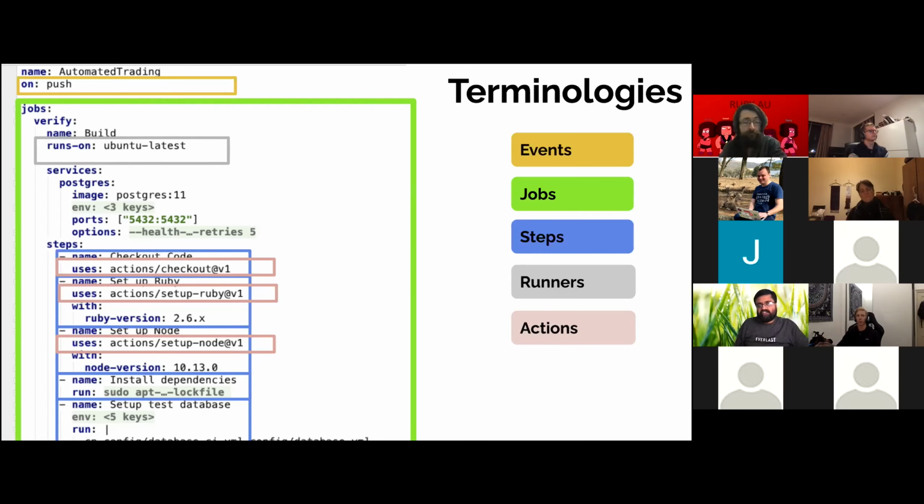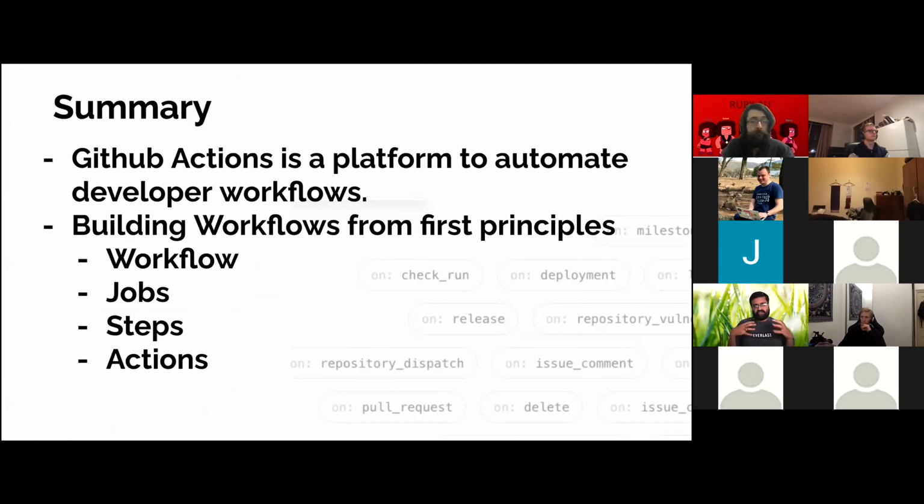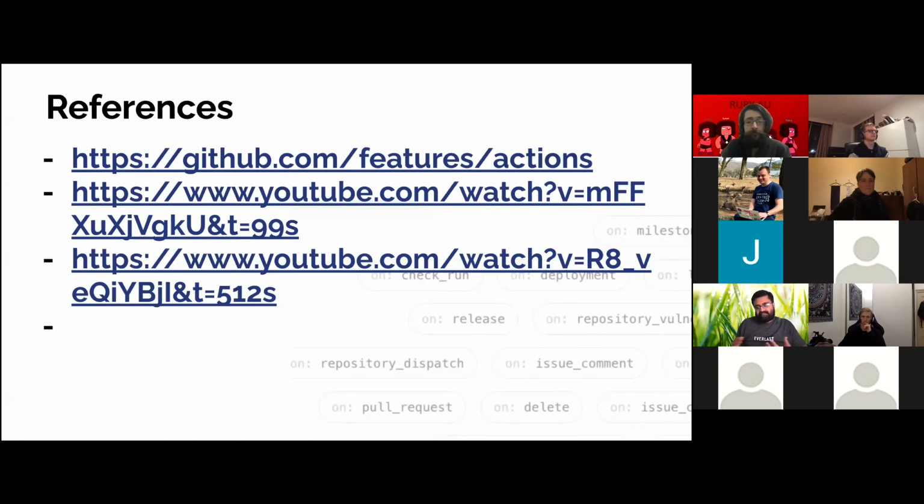So if you understand these concepts, you don't have to search for a YAML file for a particular action. You can build your workflows from scratch if you understand events, jobs, steps, actions, and runners. Right. So to summarize, GitHub Actions is a platform to automate developer workflow, and building workflows from first principles means understanding what a workflow is, what a job is, what steps are, what actions are, and these are the references.